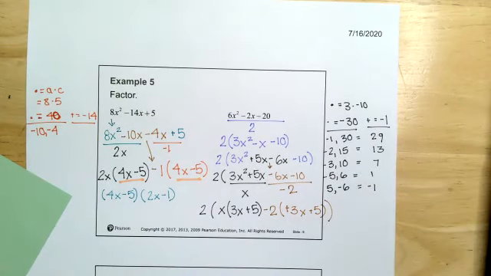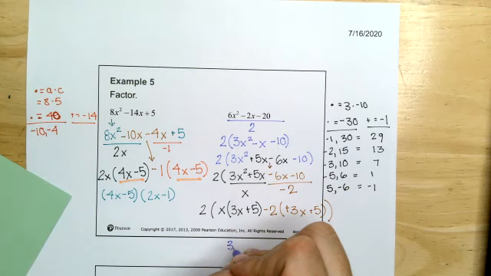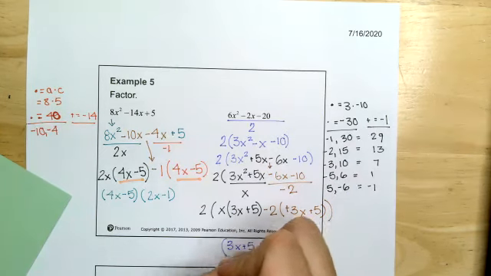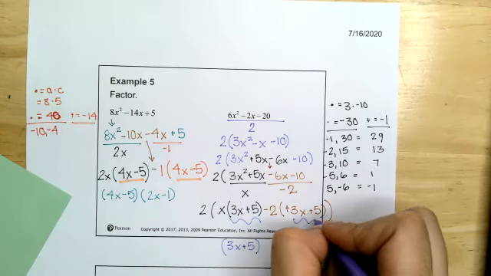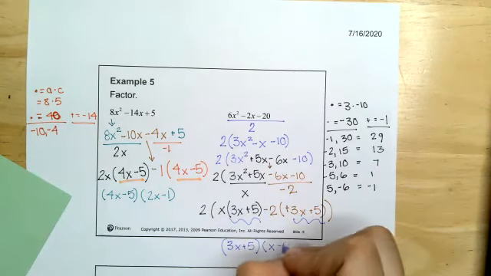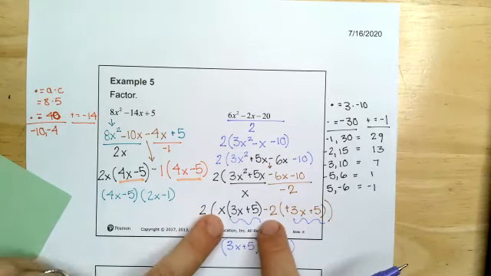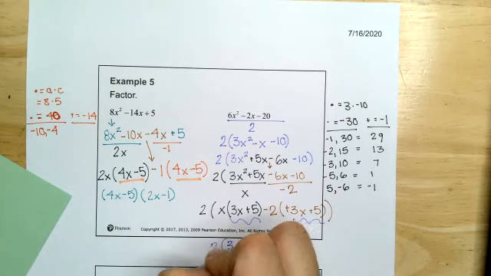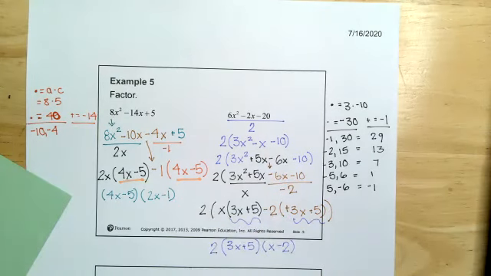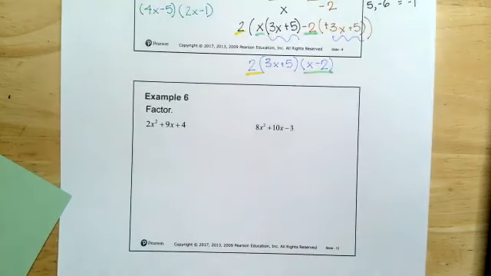So what we have is 3x plus 5 times x minus 2 times 2, because we took out that 2 at the beginning. Good.